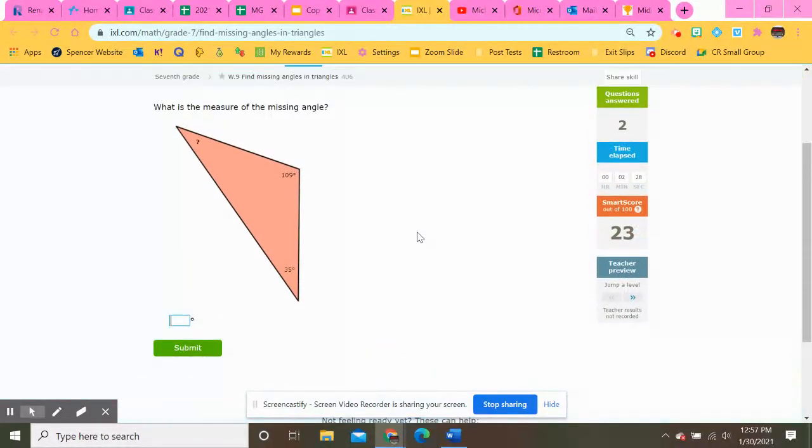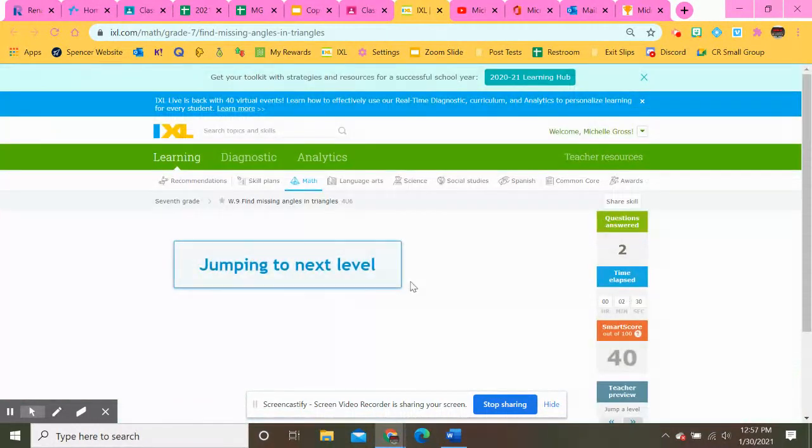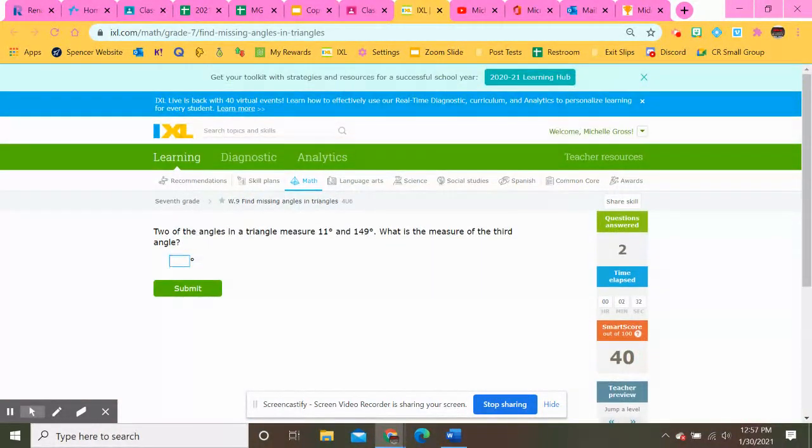All right, I'm going to jump to the next level to see if the other questions are any harder. Now you don't have a picture, but it has two angles, 11 and 149. What's the measure of the third angle? It's the same thing. You're going to do 180, subtract 149, and then subtract 11. And you should get 20.